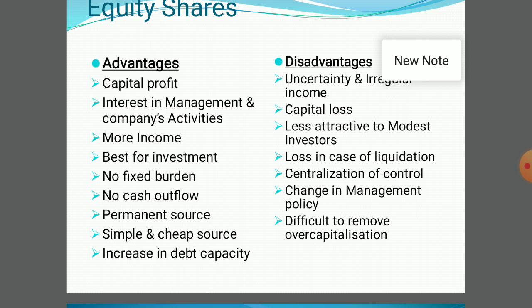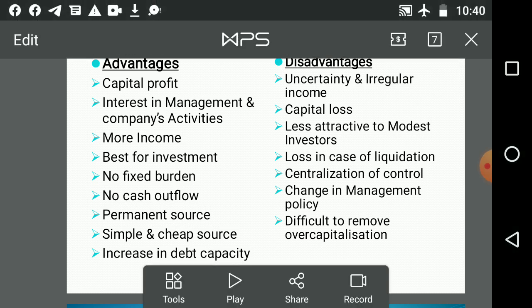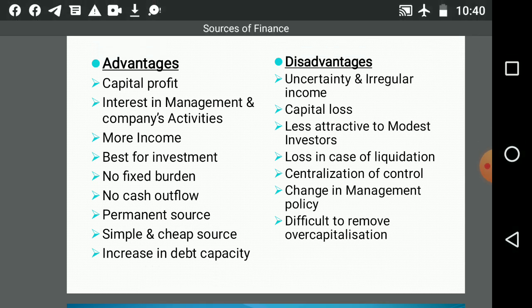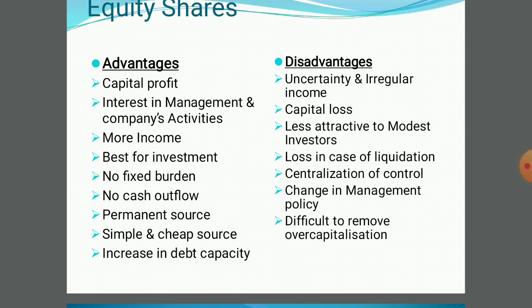Now, what are the disadvantages? The first disadvantage of equity share is uncertain and irregular income. As I told you, it is not mandatory for an organization to pay the dividend every year. So, equity shareholders may not get a regular dividend from the organization, and as I told you, the amount of dividend is also not fixed. The percentage of dividend that would be paid is also not fixed. So the dividend the shareholders would be getting is uncertain and irregular.